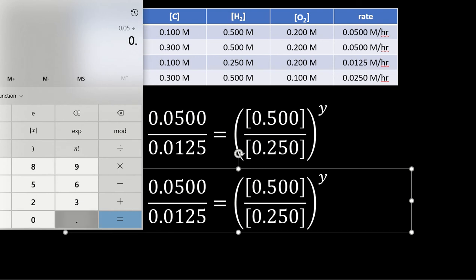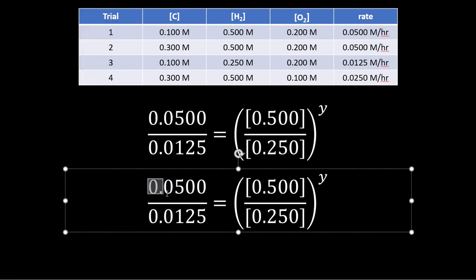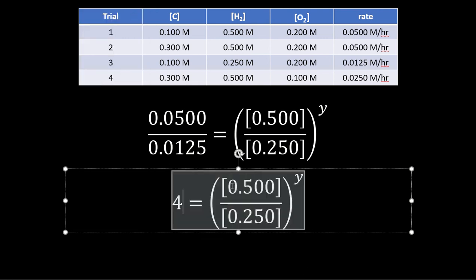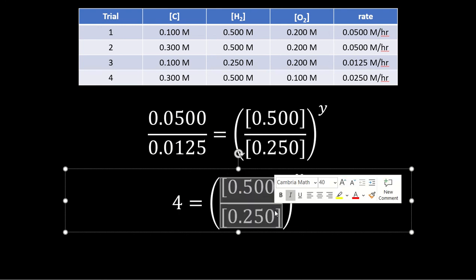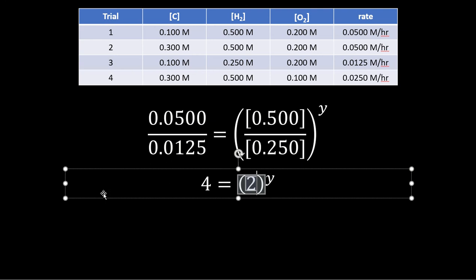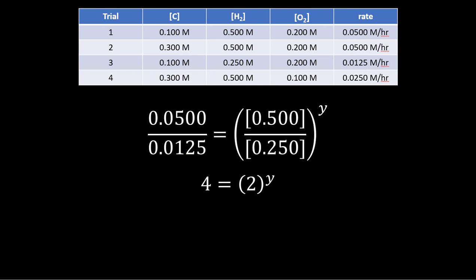0.05 divided by 0.0125 would give us a value of 4. And now 0.5 divided by 0.25 would just be a value of 2. Therefore, what we have is essentially the ratio of our two rates equals the ratio of our two concentrations of molecular hydrogen raised to our rate order y, which ends up giving us an equation of 4 equals 2 raised to some exponent.